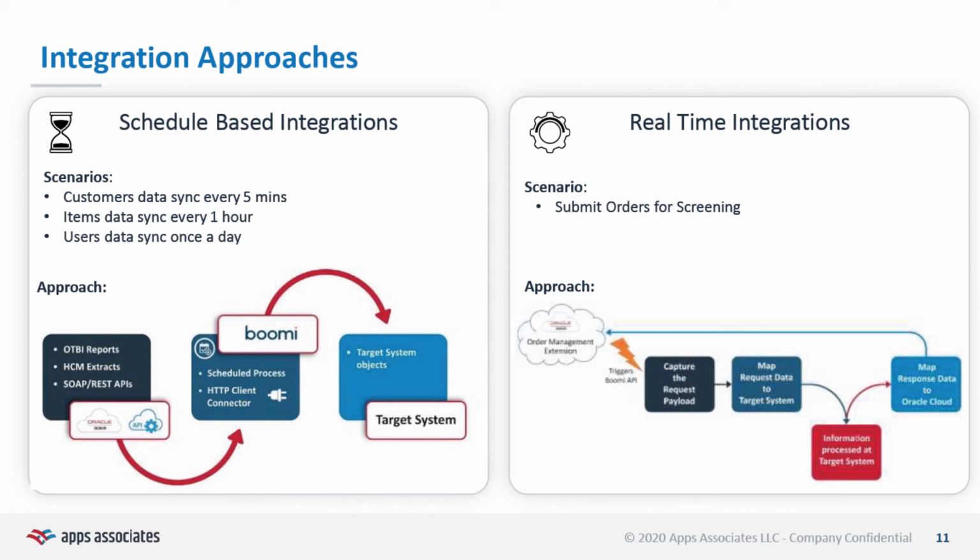The integration approach for these kind of schedule-based integrations should be evaluated based on the following. Look for SOAP and REST APIs around the application data module we want to integrate. If not, look to see if you can build OTBI reports or HCM extracts based on the scenario. Pull the data from Oracle using the scheduled process in Boomi and then map the data to the target system.